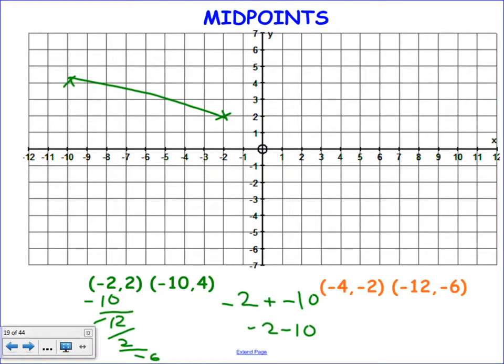My y-coordinate's nice and easy. 4 plus 2 is 6, divide by 2 is 3. So my midpoint is minus 6, 3. Yeah? See how it works with negative numbers. So now if you have a look at your worksheet, because they introduce negative numbers really quickly on your worksheet, you'll be able to calculate the midpoints either mathematically or by diagrams. So try a bit of both on that worksheet.